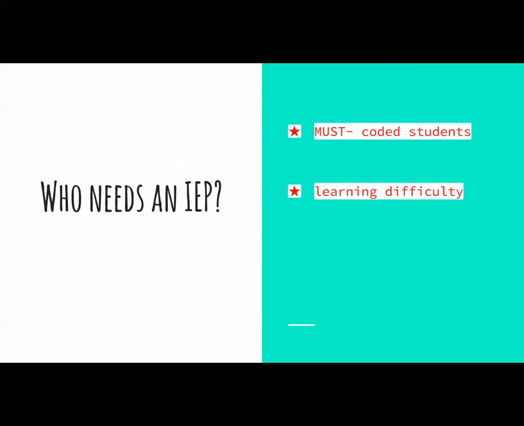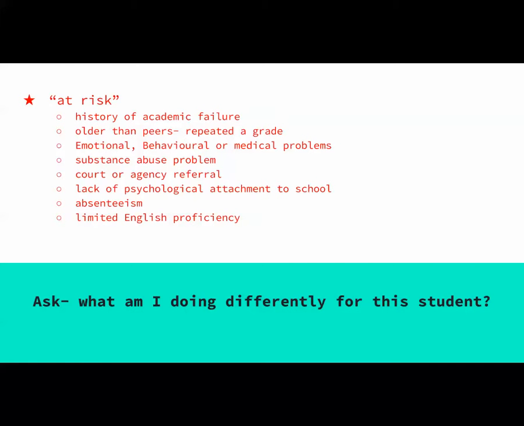Students who have to have an IEP would be coded students, so those are a must. Those are the students that have to have one. Then students with learning difficulties. And then there's this huge gray area, which is students at risk. So how do we define a student at risk? Perhaps the student has a history of academic failure. Perhaps they're older than their peers, or they've repeated a grade. They have emotional, behavioral, medical issues, substance abuse problems. And you can read the rest of the list. So those are the three categories of students who might need an IEP: coded for sure, learning disabilities, and then this at-risk category.